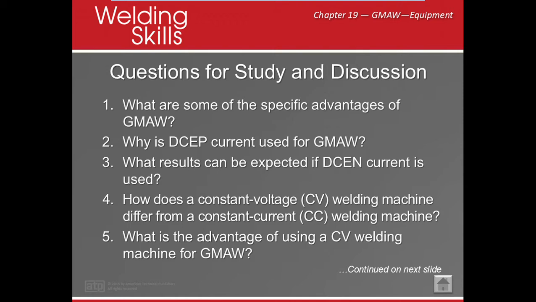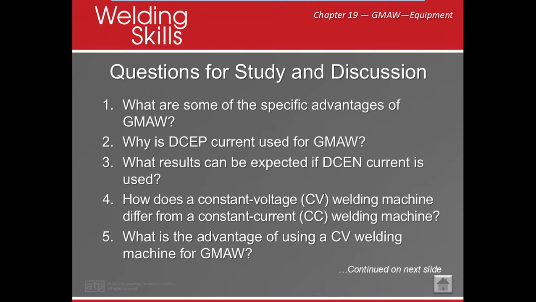Okay, so why is DCEP current used? Because it's the most efficient current. It produces deep penetration and helps with surface cleaning. What results can happen if we use DCEN? Well, DCEN shouldn't be used because it doesn't have very good penetration. It's very shallow, it's really wide, and it makes a lot of spatter. There's no surface cleaning, and it's a mess, okay? And it makes it really globby and nasty, okay?